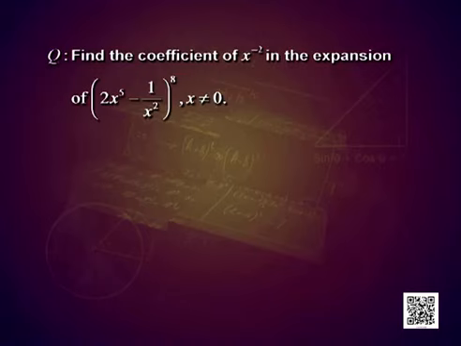Find the coefficient of x to the power minus 2 in the expansion of 2x to the power 5 minus 1 by x squared whole to the power 8. X is not 0, so that the expression is defined. So, here we are not talking about find the fourth term or the middle term, but find the coefficient. Coefficient would be the numerical number which you will end up with as a multiple of x to the power minus 2 in this expansion.